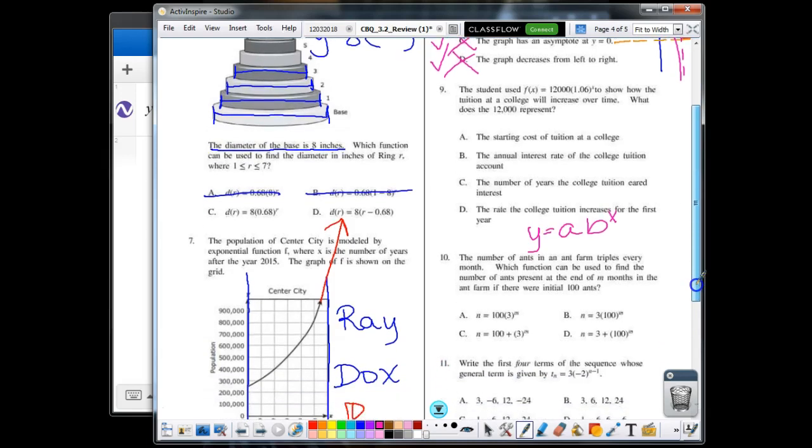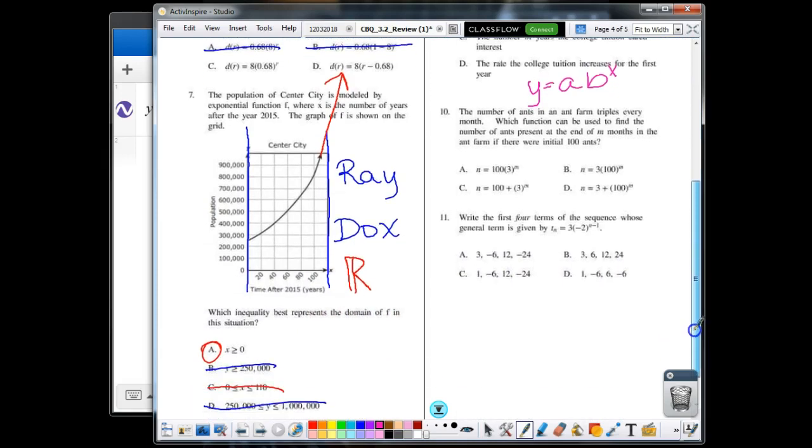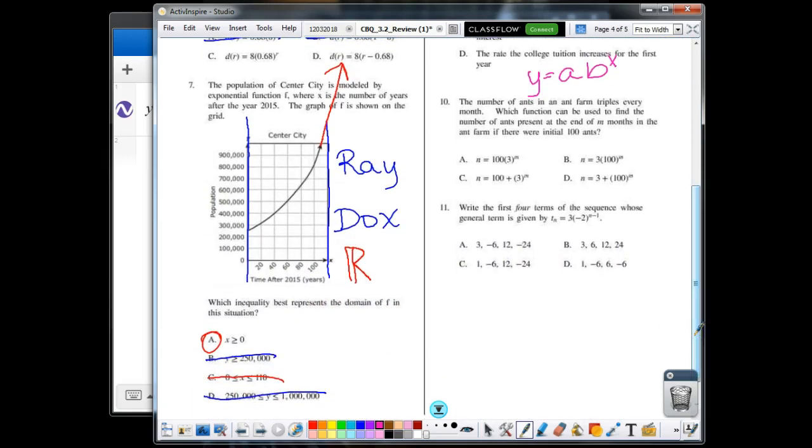Let's look at number 10. The number of ants in an ant farm triples every month. Which function can be used to find the number of ants present at the end of m months in the ant farm if there were initial 100 ants? That just answered your question for number 9. So 100 ants, that's your initial value, right? So what should your function start with? 100. So it'll be A or C. B and D are incorrect. And you should be able to choose which one's correct from here.